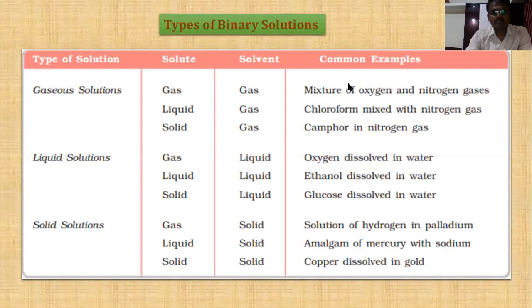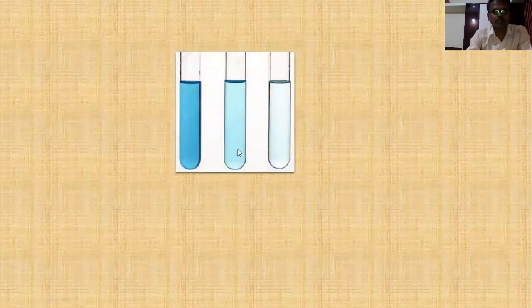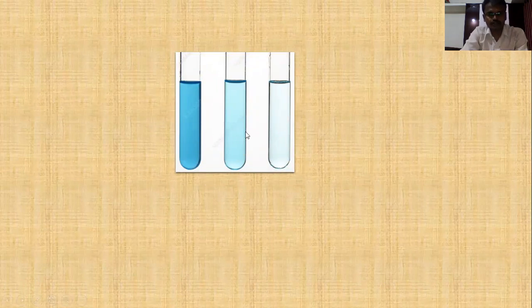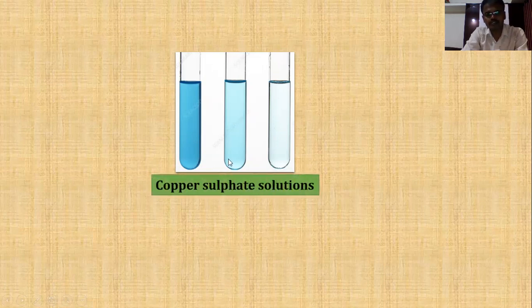Now students, let us go on and learn more about solutions. So this is where we have finished the types of binary solutions. Now we'll get on to another important term associated with solutions. Students, take a closer look at this particular image. We have 3 test tubes over here. All the 3 test tubes contain copper sulfate solutions. In all the 3, we have filled copper sulfate solution.